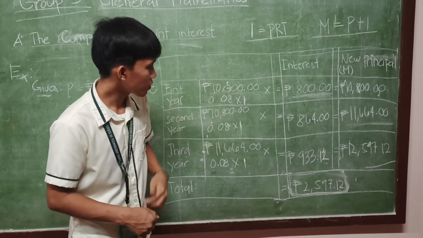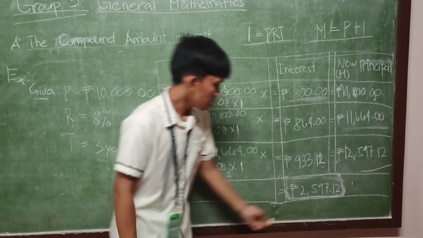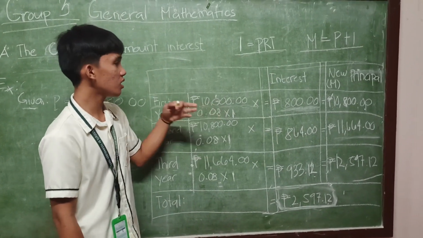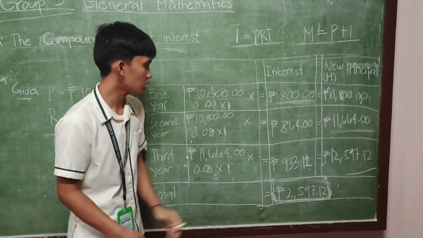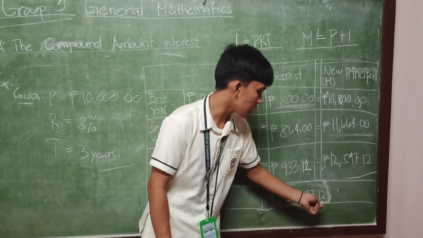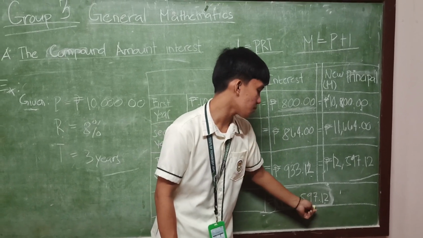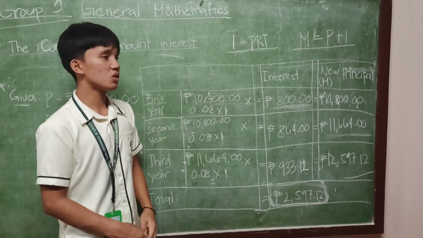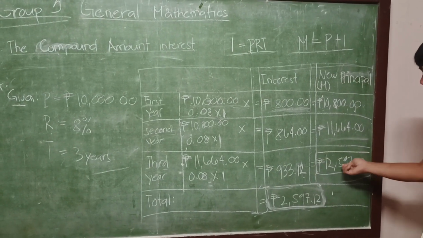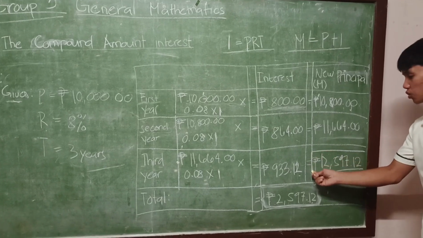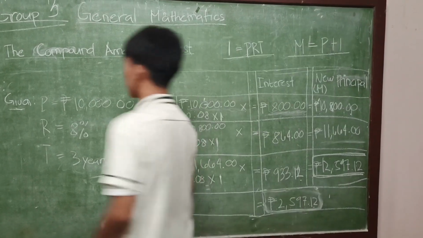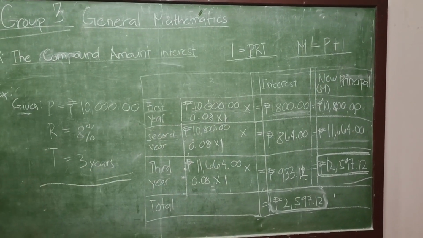Then pagkatapos, para makuha ang compound amount, yung interest, ipa-plus mo naman sa pinakaunang naging principal mo, which is ang 10,000. So, 10,000 plus 2,597.12. Yun ang magiging compound amount, which is ang answer is 12,597.12. So, ito yung compound amount interest na hinahanap sa problem na binigay na given.